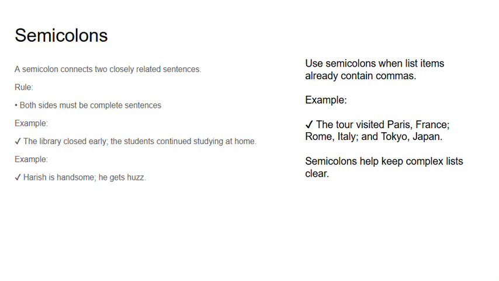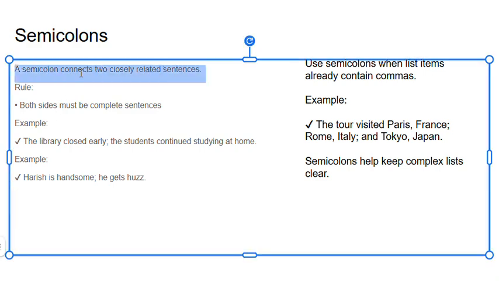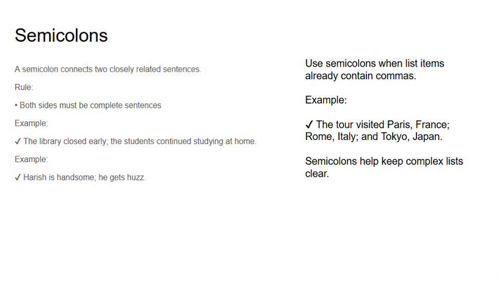Semicolons, like we discussed in the comma splice slide, can connect two independent clauses, and they can mostly be closely related. You don't necessarily need to know this rule because the SAT will never test you on whether a sentence is closely related, but it's good to know. And the main rule is both sides must be able to stand as complete sentences alone, meaning they must be independent clauses. So: The library closed early, semicolon, the students continued studying at home. Or I could say: Harish is handsome, semicolon, he gets Huz.